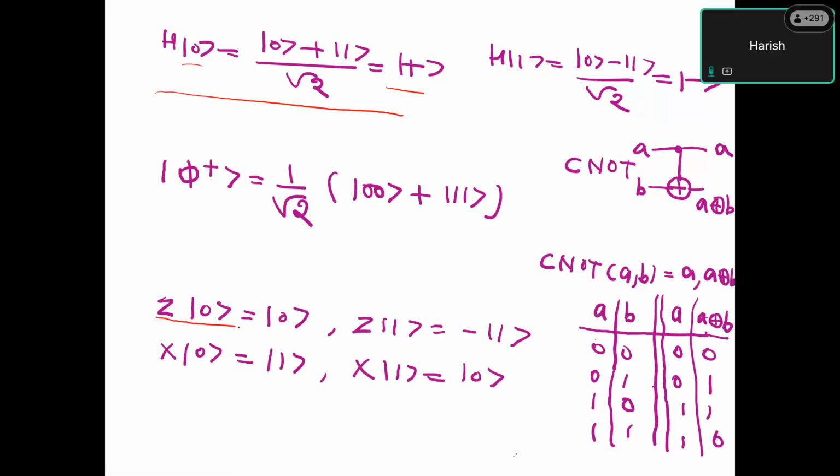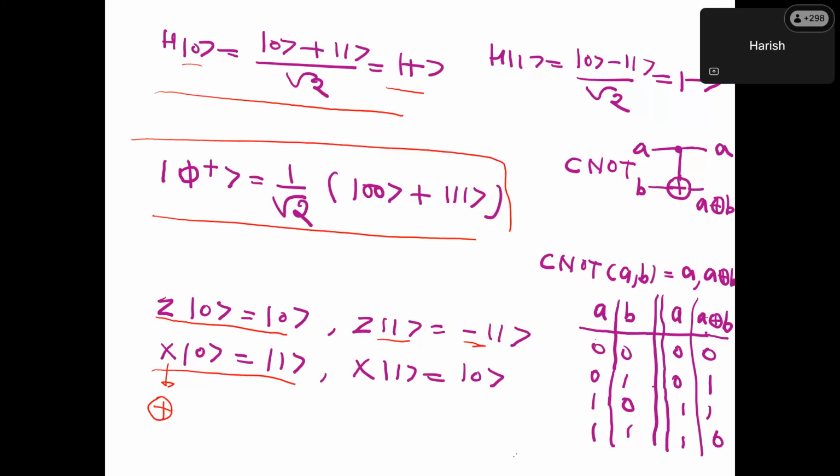Z gate, when applied on the 0 state, will remain the same. When it is applied on the 1 state, it changes the sign of the 1 state. And X gate just flips the bits. So X of 0 is 1 and X of 1 is 0, and it is denoted in a quantum circuit by this plus notation.